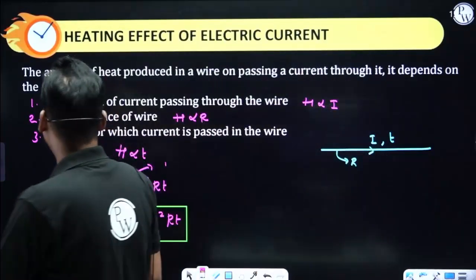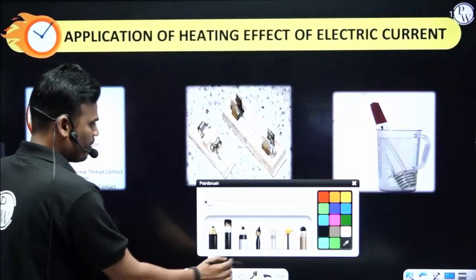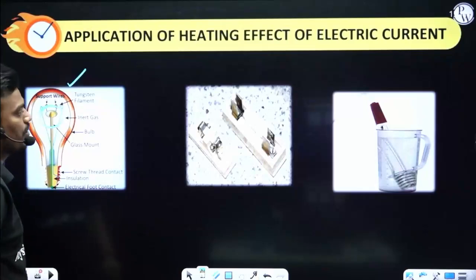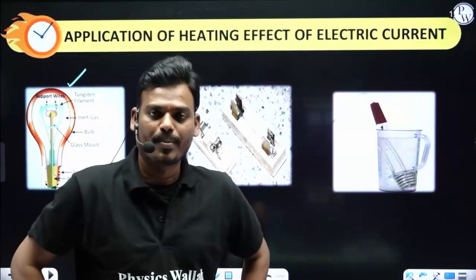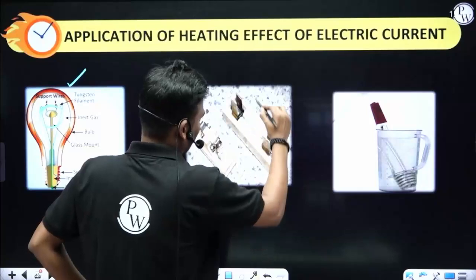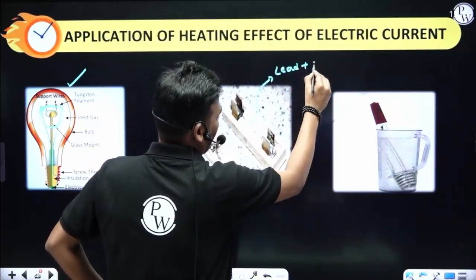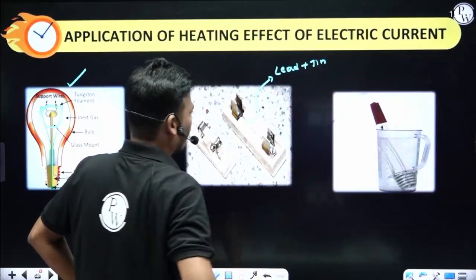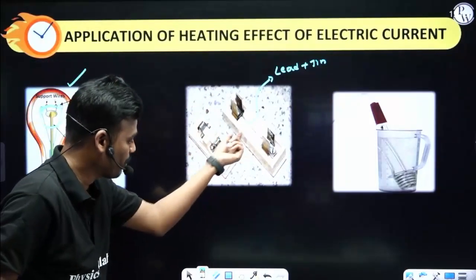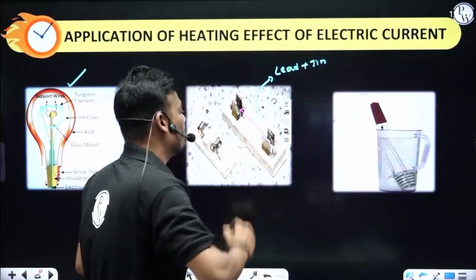Now let's move on to the next applications of the heating effect of electric current. The first one, the tungsten filament, works based on the effect of heating. Next one, the fuse. The fuse is made up of lead and tin, which has a low melting point. If the heat increases, what happens? This wire is going to melt.